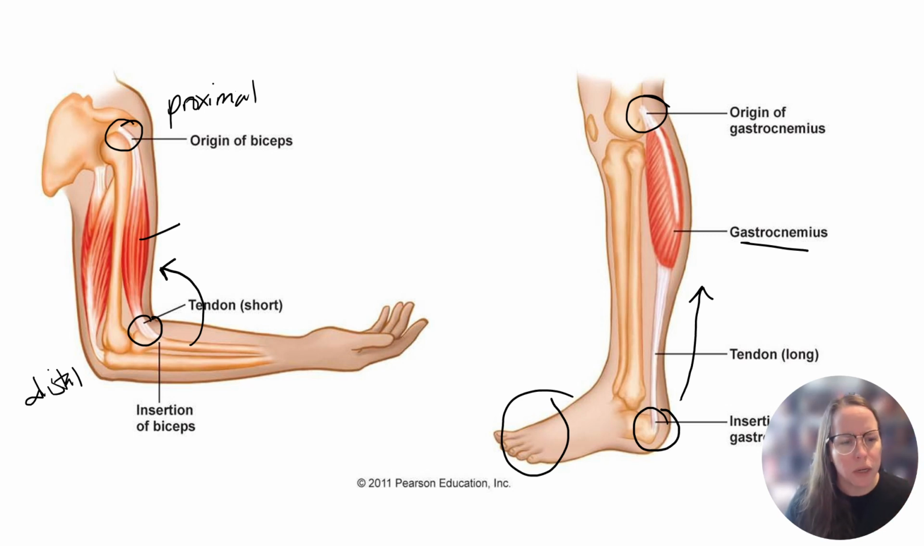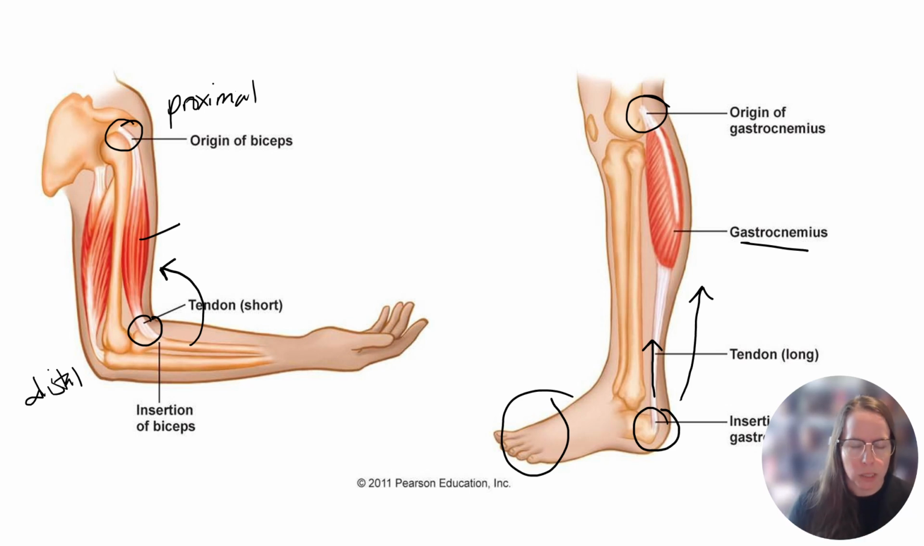The other thing you're going to notice is we always like to say the insertion moves towards the origin. So if we use the calcaneus for an example, it's going to elevate up and get closer to those femoral condyles. So the insertion moves to the origin.